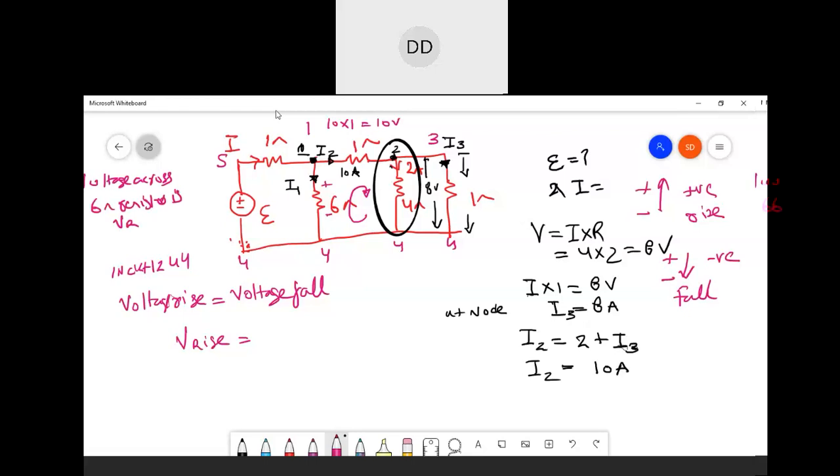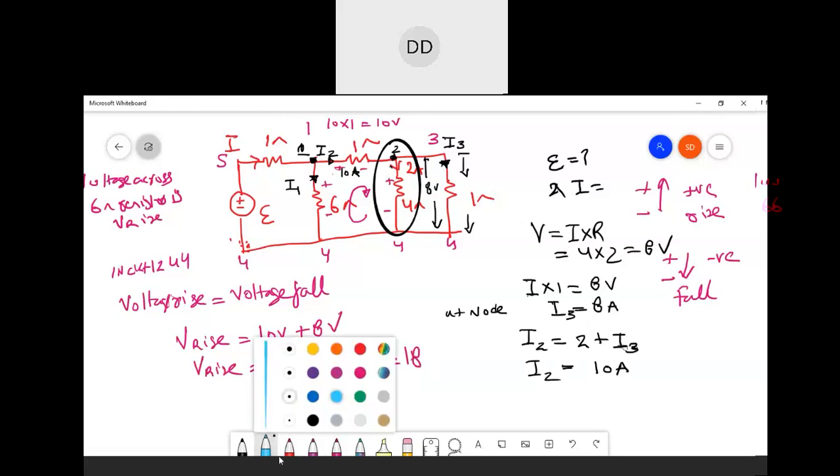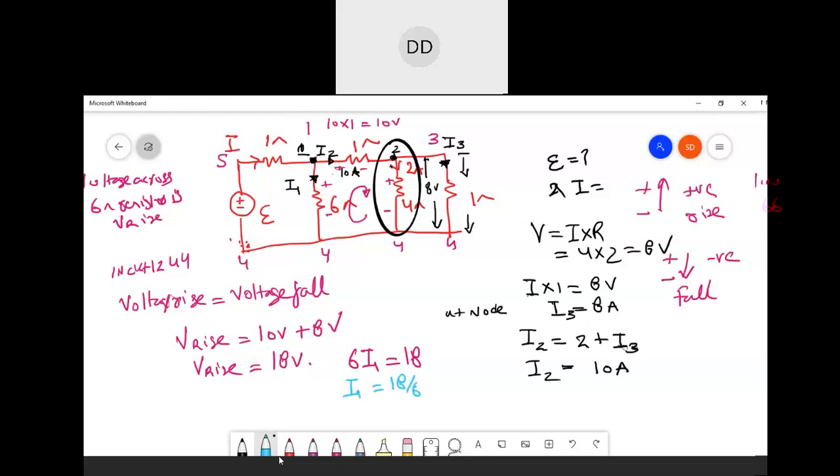That one value we got, and now you can see over here plus minus plus minus. Now the direction is like this, so there is a fall. So this is 10 volts plus 8 volts. The total V rise that I am getting is 18 volts. So the current across the 6 ohm resistance, that is I1, 6 into I1 would be equal to 18. So I1 would be 18 divided by 6, which is 3 amperes.